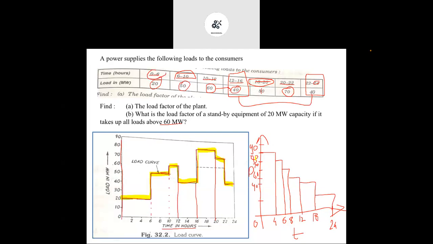Okay, and the last one is 20 megawatts, again for the remaining 6 hours. Okay, so this is called a load duration curve.